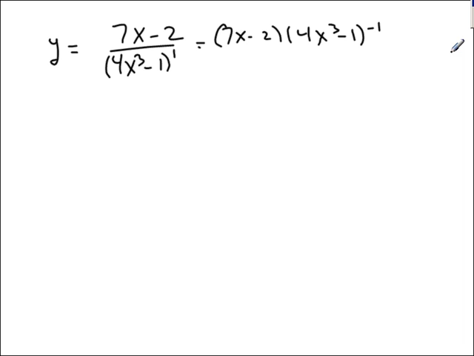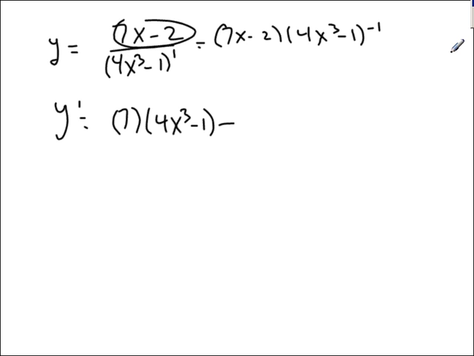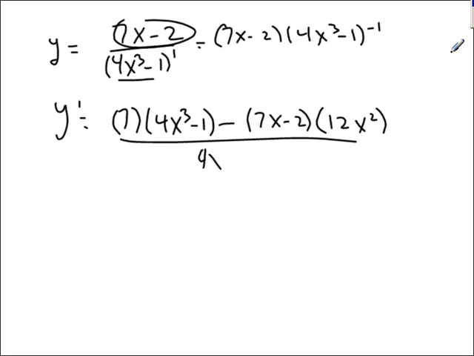Because the easiest way of doing it is you take the derivative of the top, which is 7, and you multiply it by the bottom. Now you reverse that game, minus. You take the top, and you multiply by the derivative of the bottom, which is 12x squared. Nothing hard there. And then please don't forget whatever is in the bottom, square it.